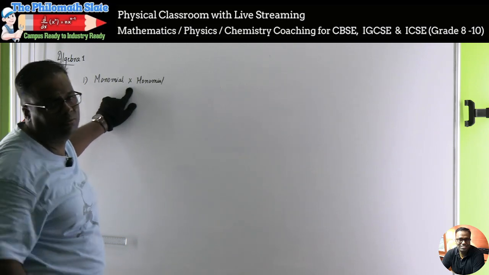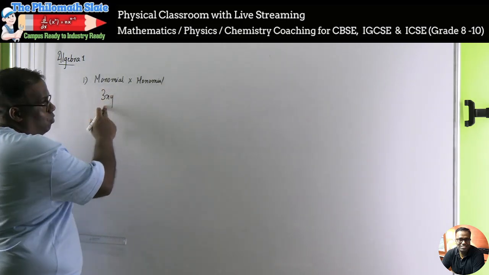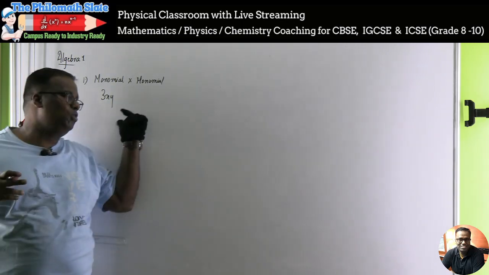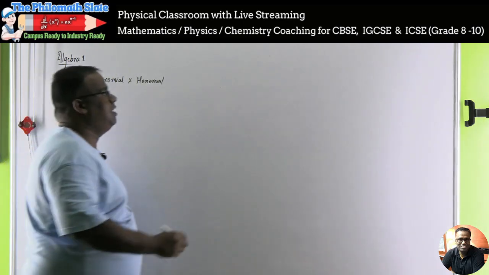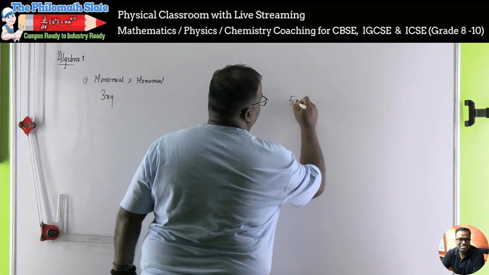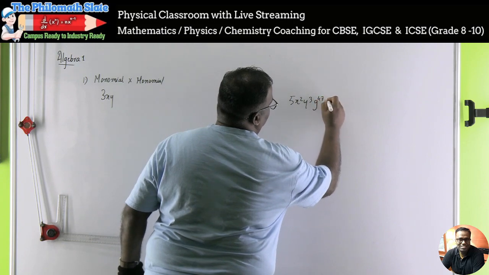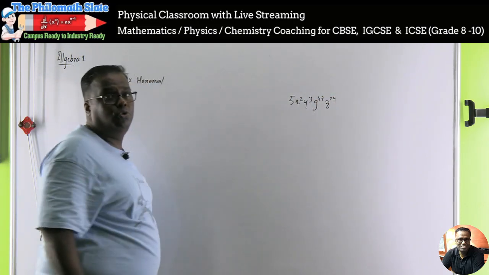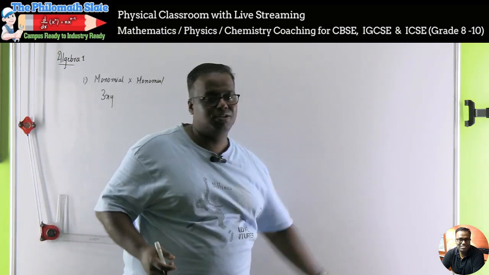Multiplication तो कोई भी किसी के साथ multiply करता है. Example, 3xy, is it a monomial? Yes. अच्छा, how to understand whether it's monomial or binomial? Mono और bino के बीच में एक operator आएगा, plus या minus. अच्छा, tell me, 5x square y cube and z, is it a monomial? Yes. Okay, जब तक प्लस नहीं है, it's a monomial, right?